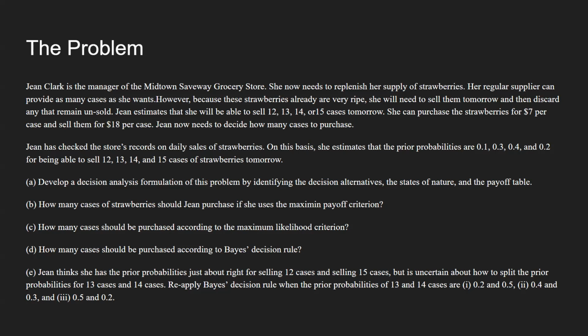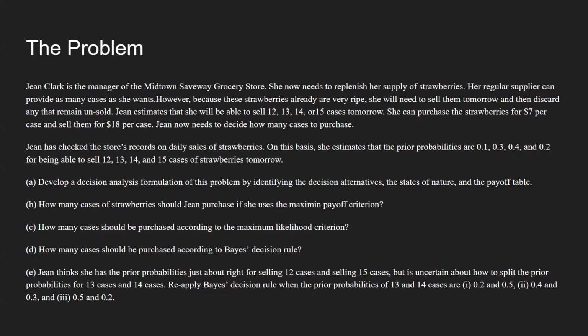Question A, develop a decision analysis formulation of this problem by identifying the decision alternatives, the states of nature, and the payoff table. Question B, how many cases of strawberries would Jean purchase if she uses the maximin payoff criterion? Question C, how many cases should be purchased according to the maximum likelihood criterion? Question D, how many cases should be purchased according to Bayes' decision rule?